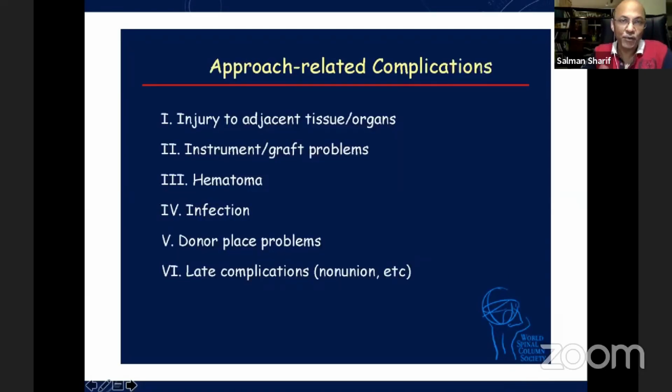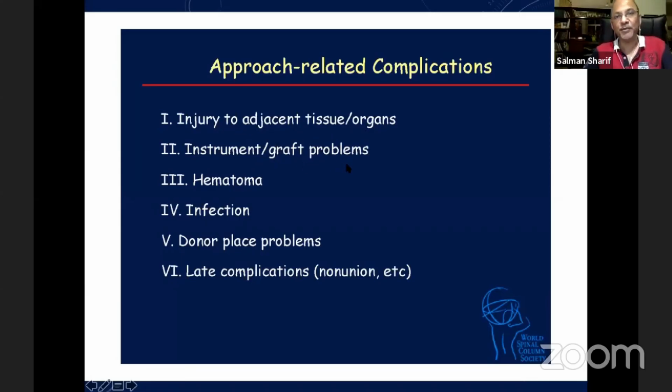We need to be wary about the approach-related complications, injury to the adjacent tissue and organs. If at any time you get an infection in the cervical disc, then you think the problem is probably related to the esophagus. The risk has gone down to 1 in 600 now for anterior cervical approaches. And if you do get an infection, be wary: did you hurt the esophagus by any chance? That's why you're getting some kind of infection.